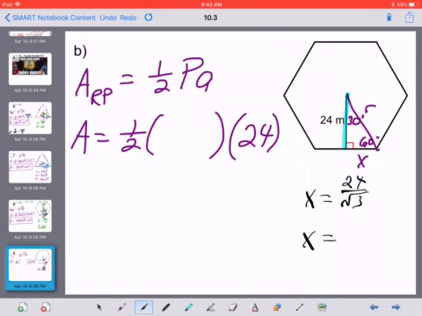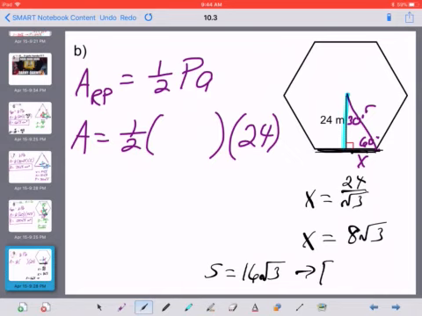When you put that in your calculator to rationalize that, you're going to end up with an 8 root 3 for the length of x. Now that's just part of it. S then, which is the entire side length down here on the bottom, is going to be twice as big as that. So that's going to be 16 root 3.